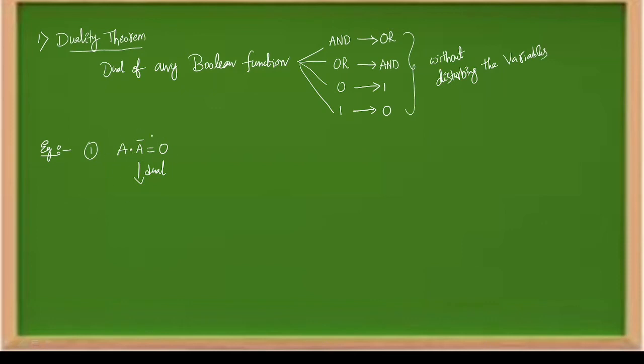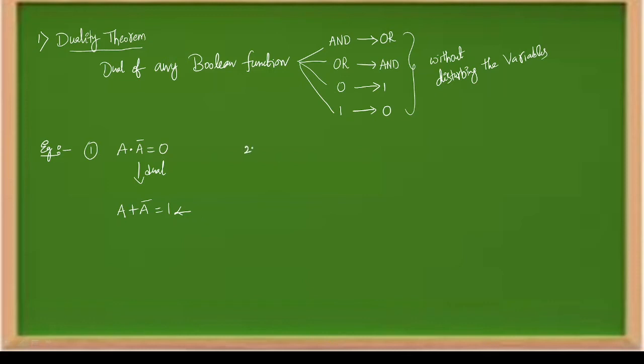So if I want to know the dual of this equation, what do I need to do? I need to write the variables as they are. Here it is AND, so I need to replace it with OR, and the variables I need to write as they are. If I have zeros I need to replace them with 1. Okay, so this is another postulate which we have already seen. So the dual of A and A bar is equal to 0 is A plus A bar is equal to 1.